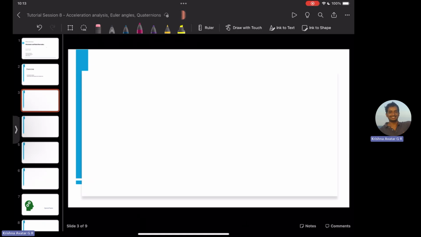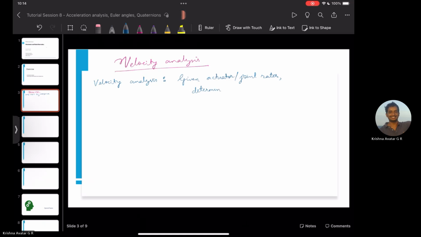Okay, so we'll start with velocity analysis. So as you recall, velocity analysis indicates, given actuator slash joint rates, we determine the end effector rates, right? So that is overall the mechanics, so to speak, of this particular velocity analysis. And this could be posed as both a forward problem and an inverse problem.